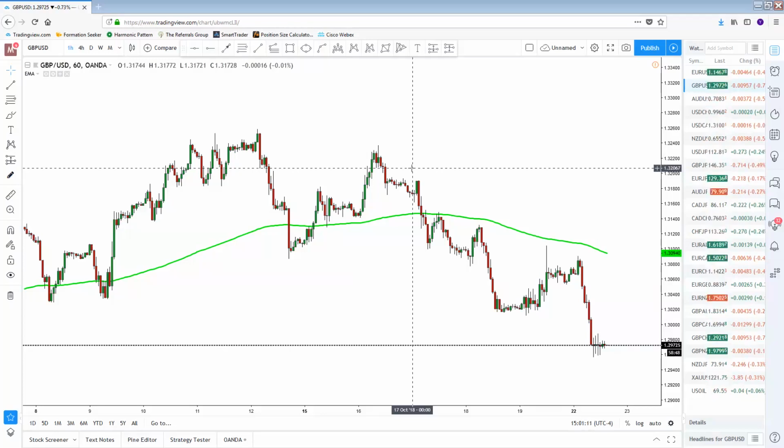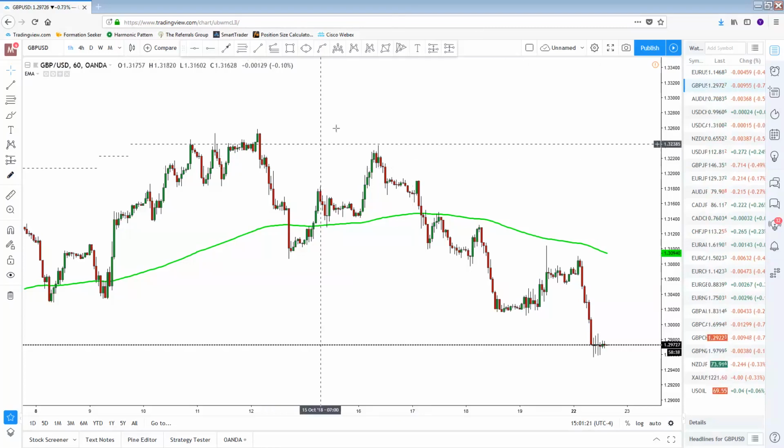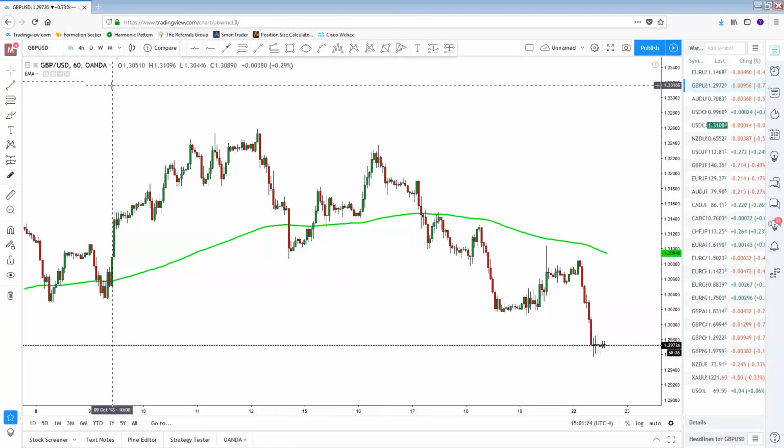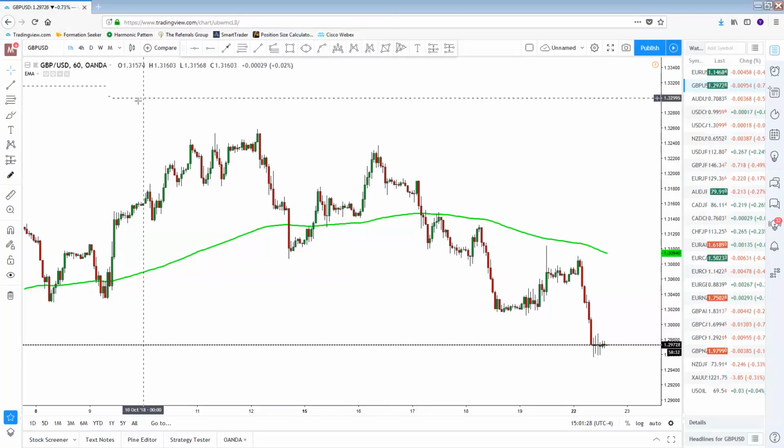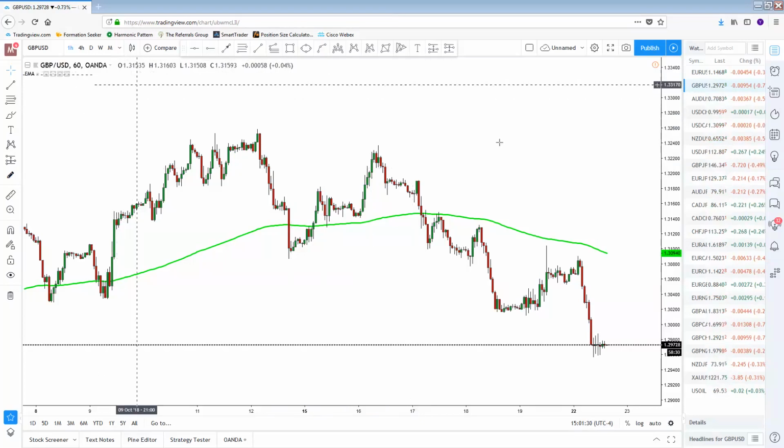And also, the things I'm getting ready to go over with you are for education purposes only. So that's out of the way. Let's get started. You should be able to see my screen right now. I'm going to go over the Great British Pound USD. This is the pair I've been watching today.